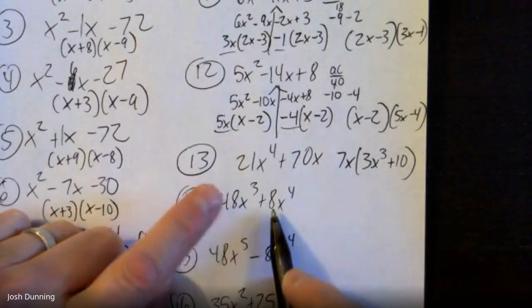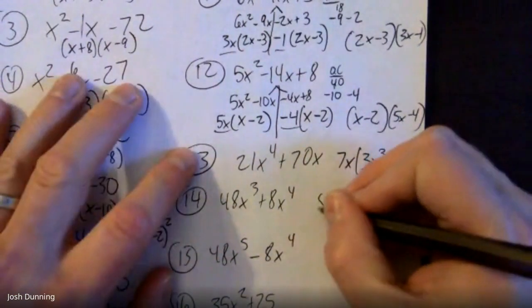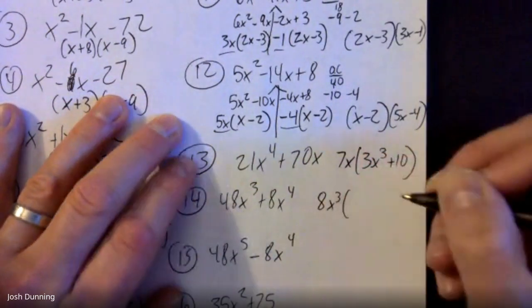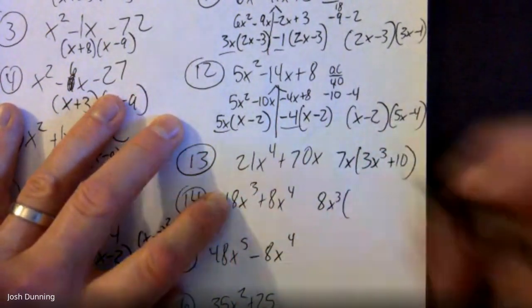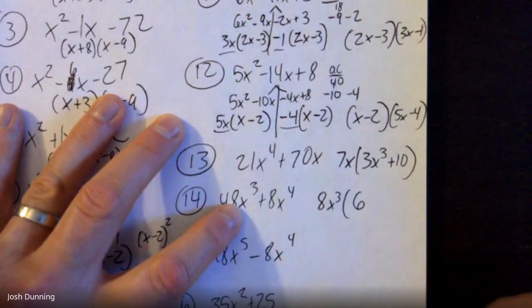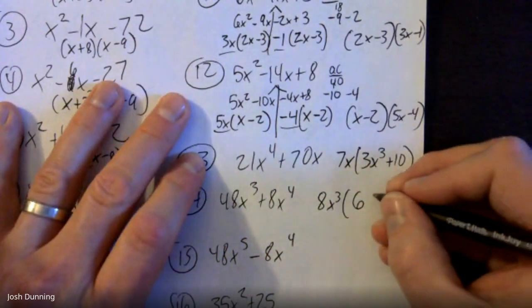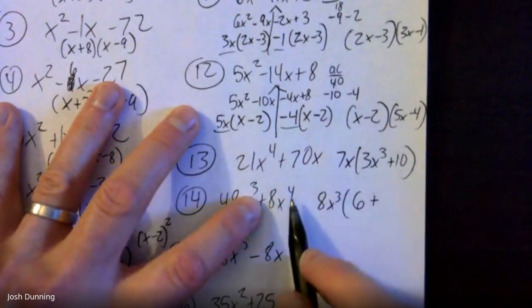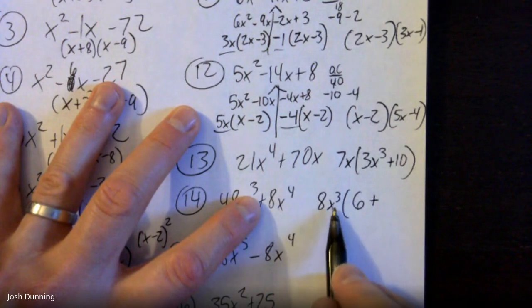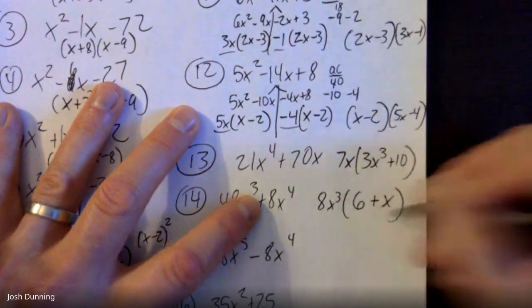14, you can divide both 48 and 8 by 8. The lowest power of x is x cubed. 48 divided by 8 is 6. All your x cubes factor out. 8 divided by 8 is 1, but I don't need it because x to the 4th divided by x to the 3rd is x to the 1st.